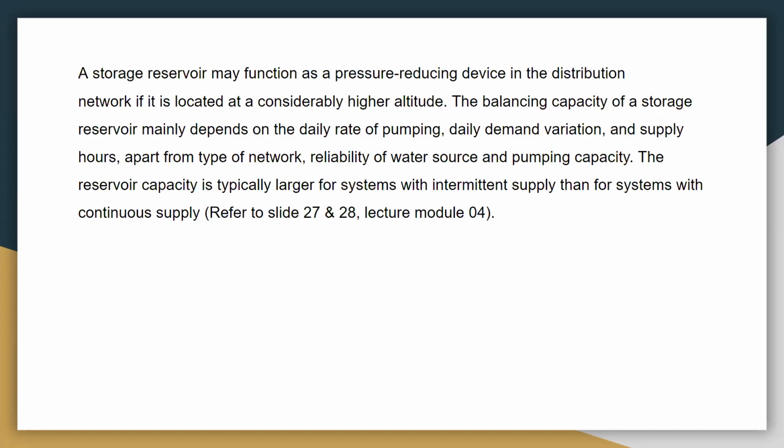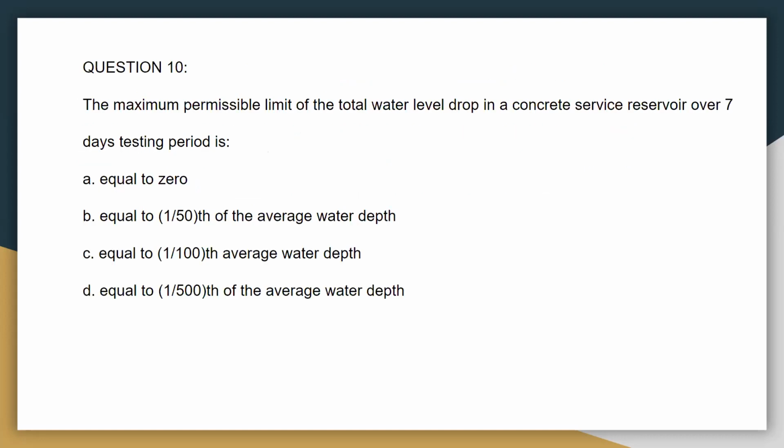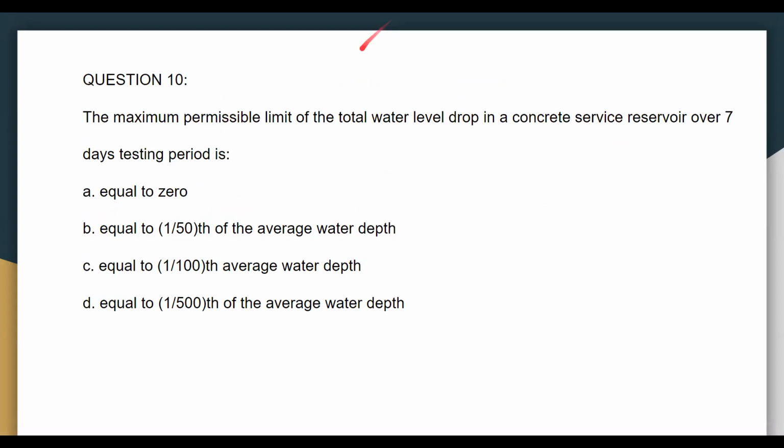Now moving on to the 10th question. The maximum permissible limit of the total water level drop in a concrete service reservoir over a 7 day testing period is. Okay, this you might need to go through the lectures in detail, because this is a test and these are some parameters relating to the test. So Mujahid said it's D.